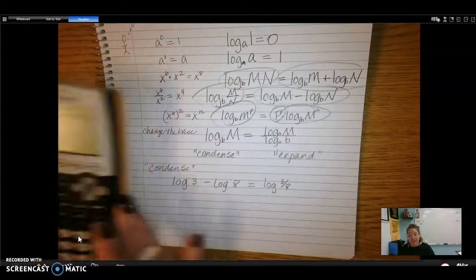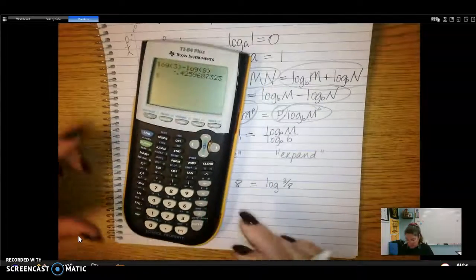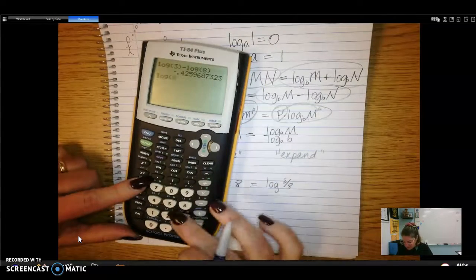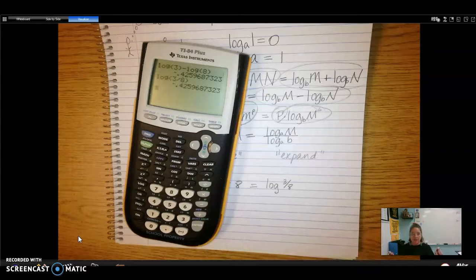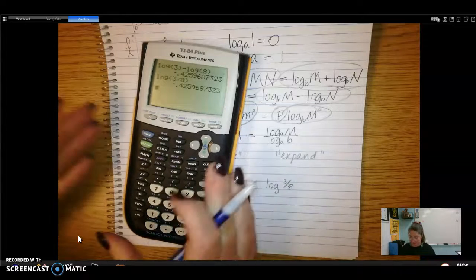Okay, so let's go type that in so that you know I'm not making this up. So the log of 3/8 is, dun, dun, dun, dun, the same decimal.